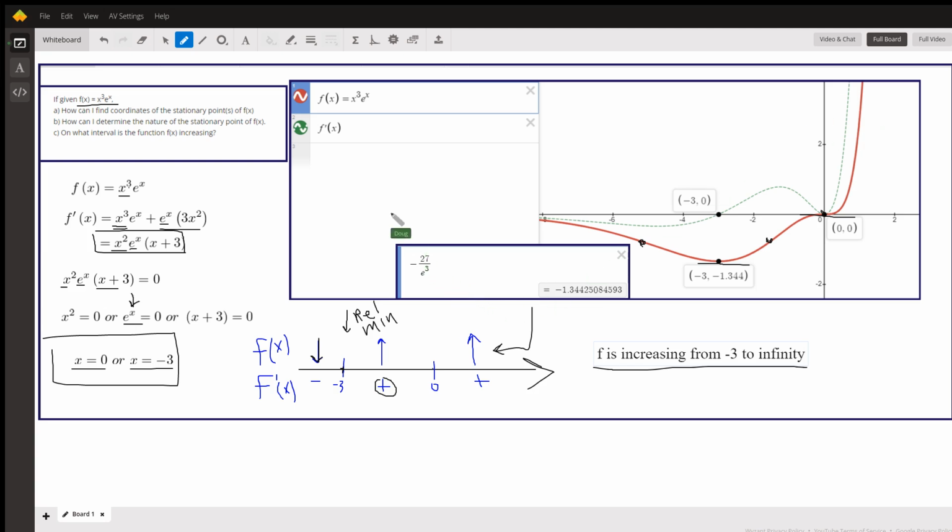And I'll make note of the fact that the y-coordinate when x is -3, you put -3 in for x, you get -27 over e to the -3, or -27 over e cubed.